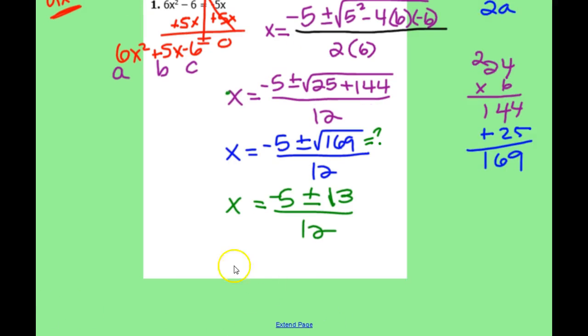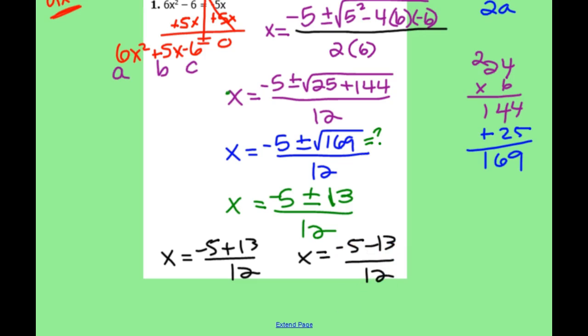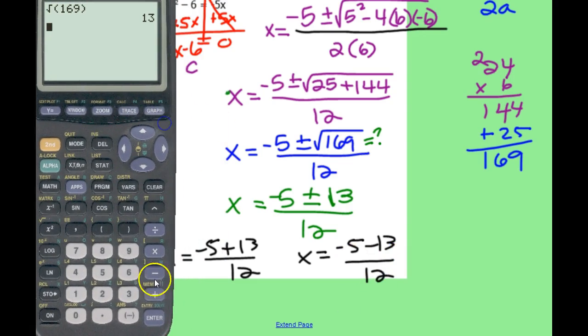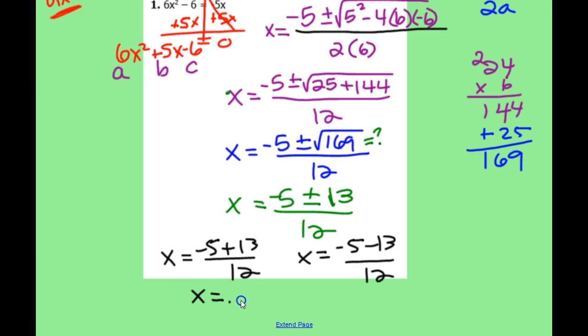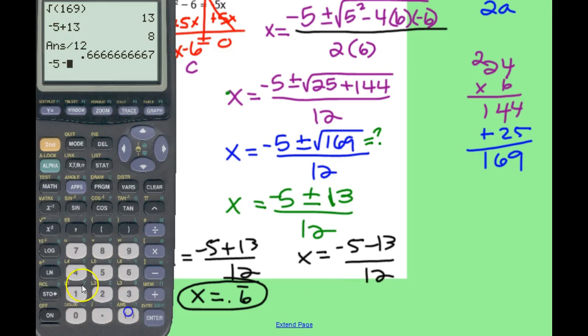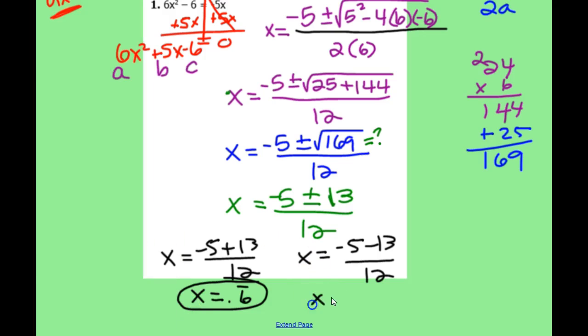So we have our two answers, one with a positive and one with a negative. Negative 5 plus 13 over 12, and negative 5 minus 13 over 12. Let's solve both. So negative 5 plus 13 is 8. 8 divided by 12 is 0.6 repeating. And the other one, we have negative 5 minus 13. Oops, typed that in wrong. Negative 5 minus 13 is negative 18. Divided by 12, we get negative 1.5.